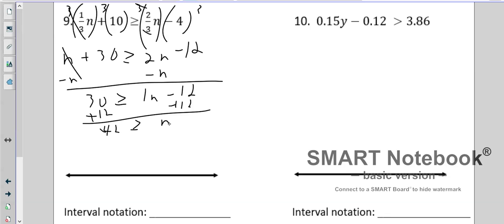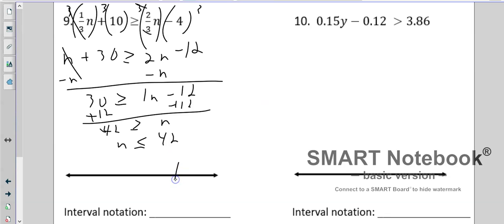Now think about this. Remember in the very first notes we said we can just flip, turn everything around. Now remember, the sign is pointing towards the n, right? So this right now says 42 is greater than or equal to n. Or we can read it, n is less than or equal to 42. Okay? Now just picture this in your head. If we would have started off by subtracting the 2n, that would have given us negative n greater than or equal. But then when we divided by negative 1, we end up with n less than or equal.